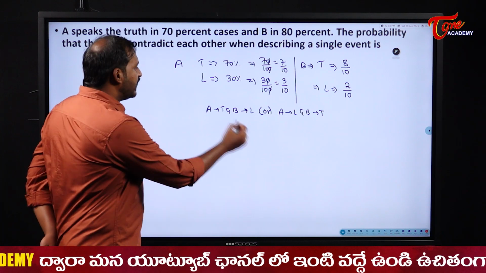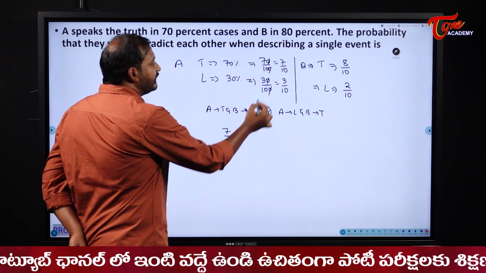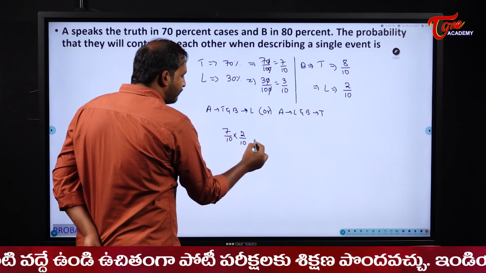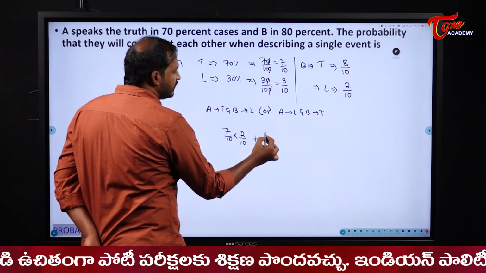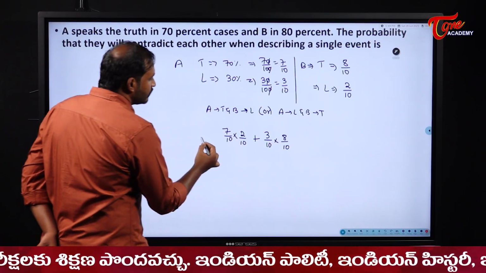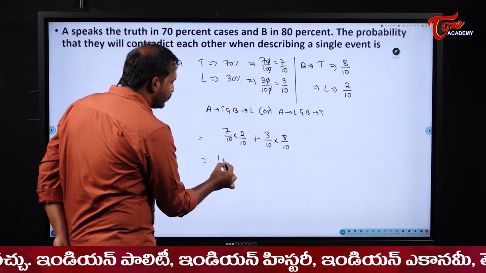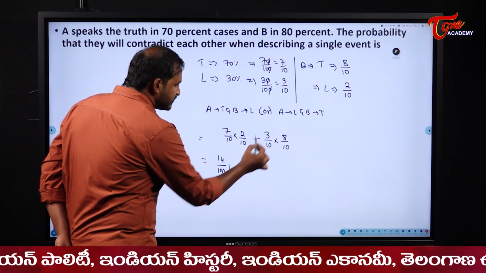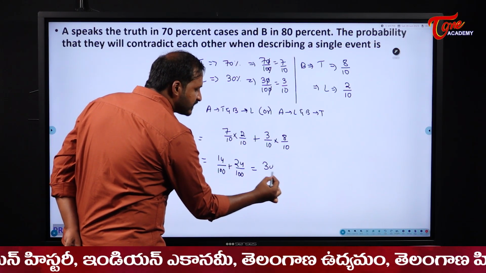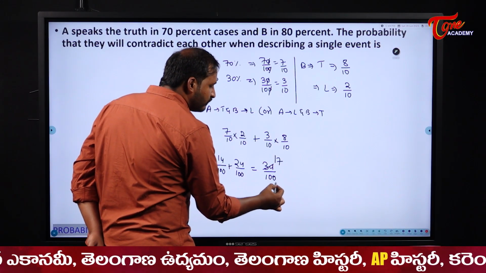So A telling truth, what is the probability? 7 by 10 into B telling a lie. What is the probability? 2 by 10, plus A lying, 3 by 10, B telling the truth, 8 by 10. Right? Now what will happen? This will become 14 by 100 plus 24 by 100. So overall it becomes 34 by 100. If you solve it, it becomes 2 17s, 2 15s.